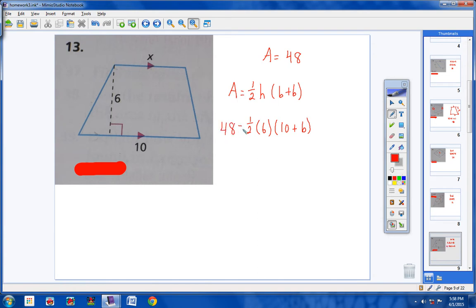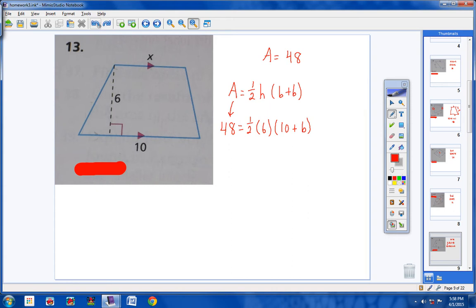Let's stop and review. This is my formula in order to find the area of a trapezoid. Usually you're solving for A. Usually you put numbers in for H, B, and B, and you solve for A, but now we're doing it a little differently. I'm going to put a number in for A, and for H, and for one of my B's, but now I'm missing a B. I've got to solve for this B right here.